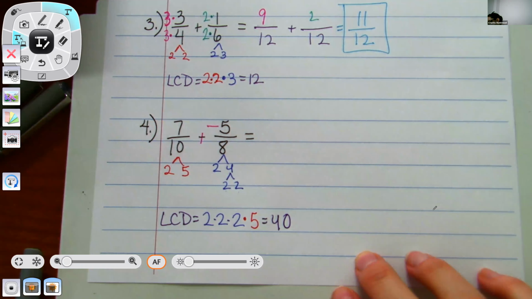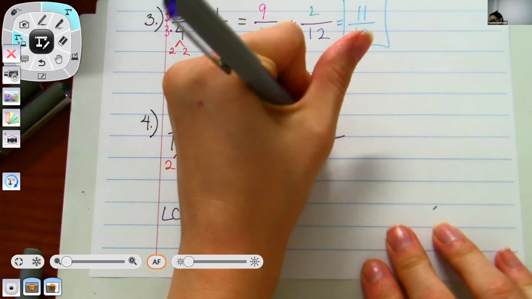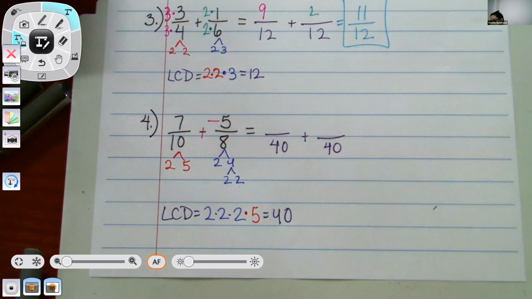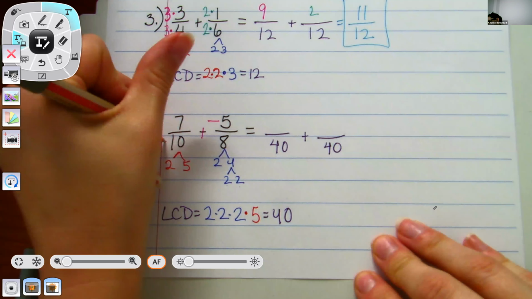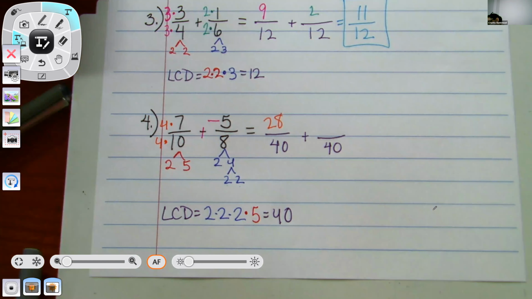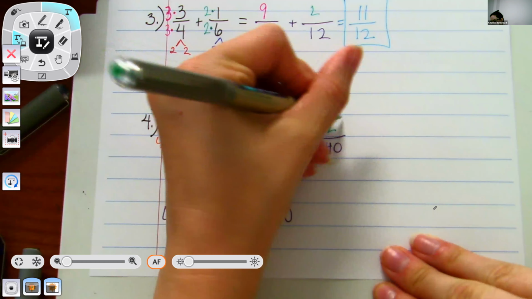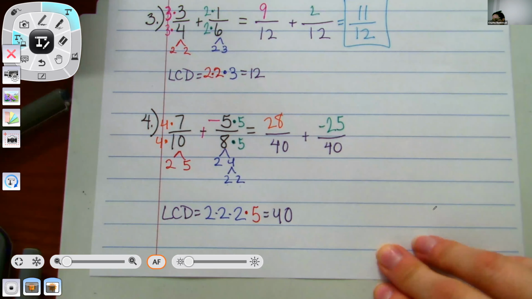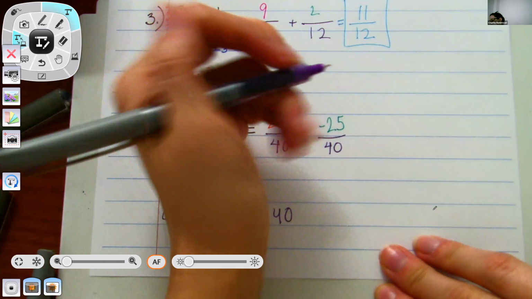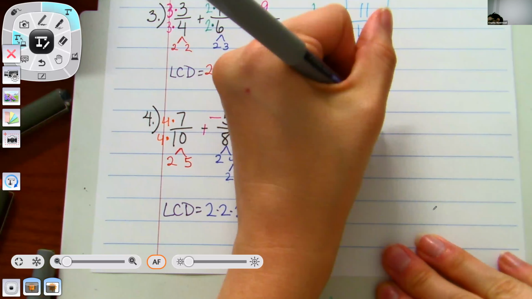So you're going to rewrite your problem where both fractions have the denominator of 40. And so what do I have to multiply with 10 to equal 40? 4. So 4 times 7 is 28. And what do I have to multiply with 8 to equal 40? 5. And -5 times 5 would equal -25. So 28 over 40 plus negative 25 over 40, or it could be 28 over 40 minus 25 over 40, same thing. Either way, it's going to end up as 3 over 40 for the final answer.